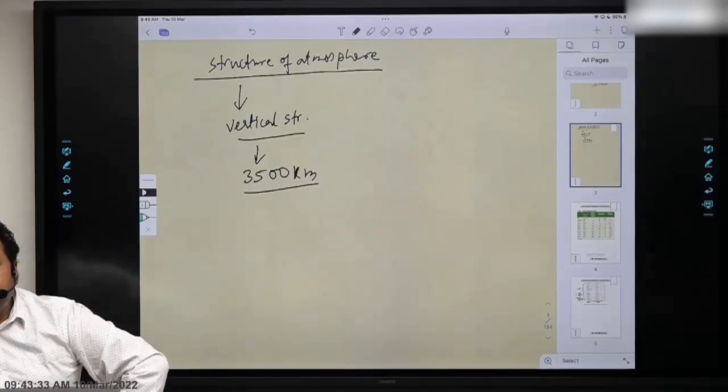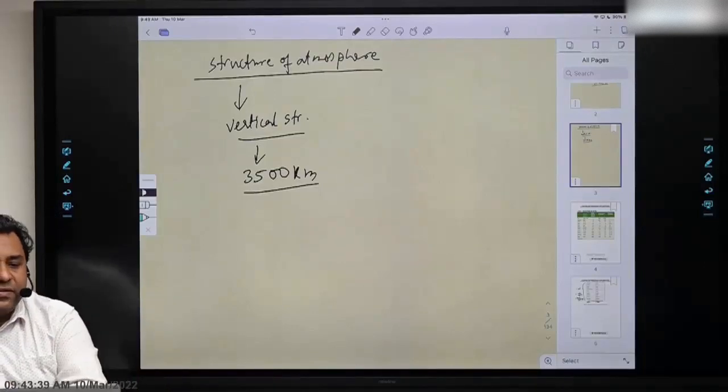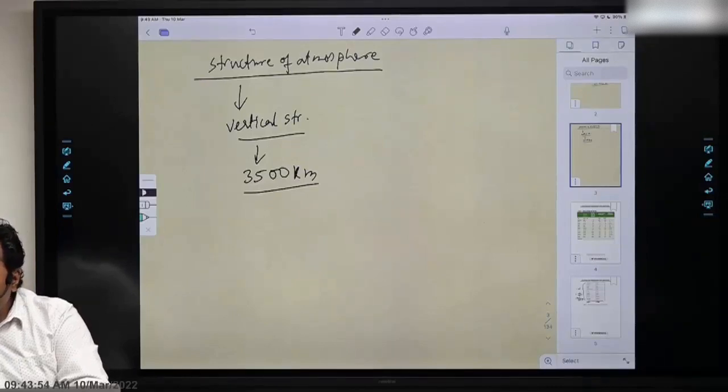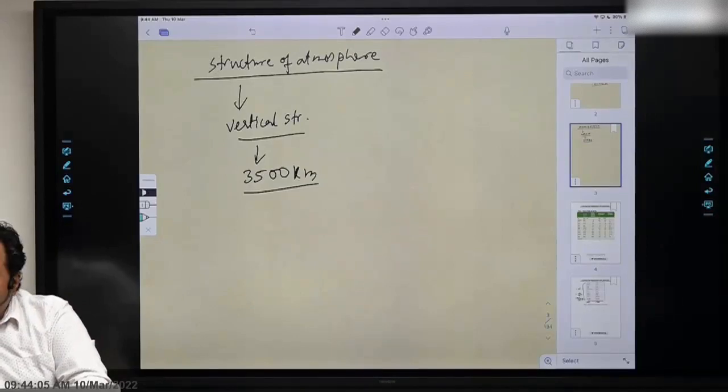But technically we find gases up to this height, but most of the gases, within bracket 99%, 99% of the gases are found in the lower 32 kilometers. Okay? So how much is left? In the remaining 3468 kilometers there is only 1% of the gases.